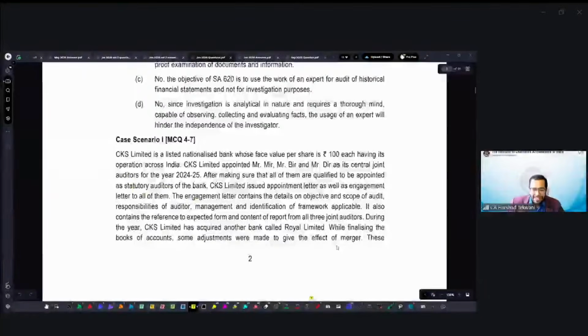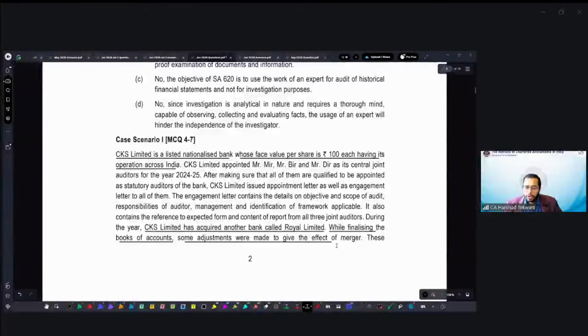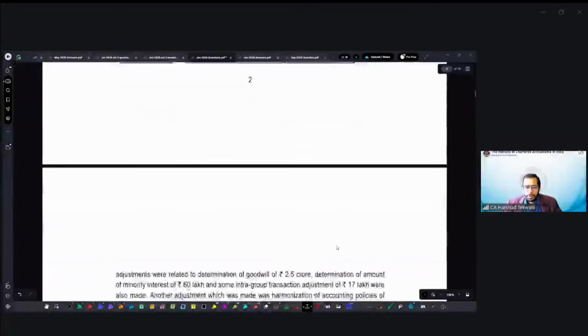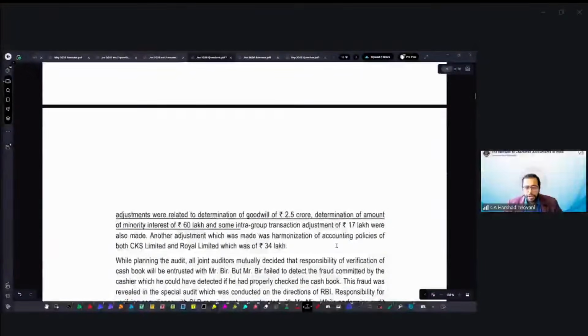So basically the case study is that CKS Limited is a listed nationalized bank, whose face value per share is this, having its operation across India. Now, CKS Limited has acquired another bank called Royal Limited. While finalizing the books of accounts, some adjustments were made to give effect of the merger. These adjustments were related to the determination of the goodwill of 2.5 crore, determination of amount of minority interest of 60 lakhs, and some intra-group transaction adjustment of 17 lakhs were also made.